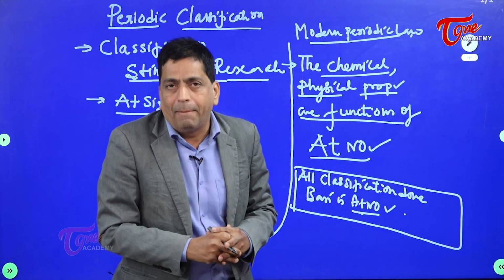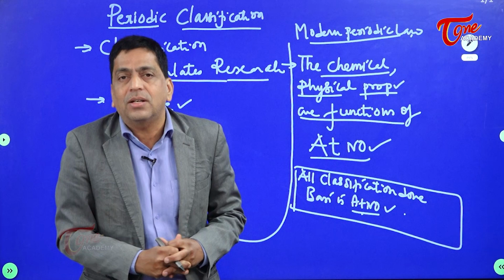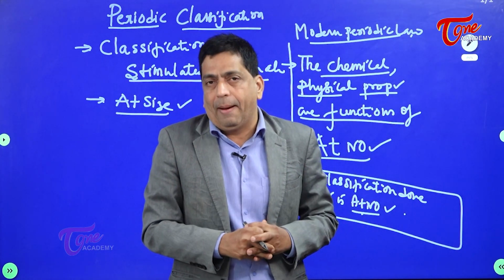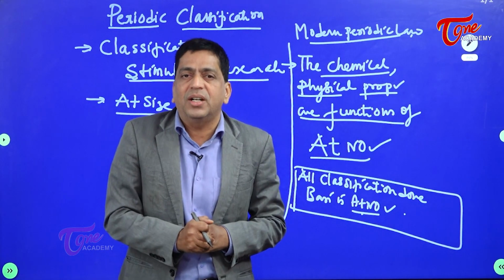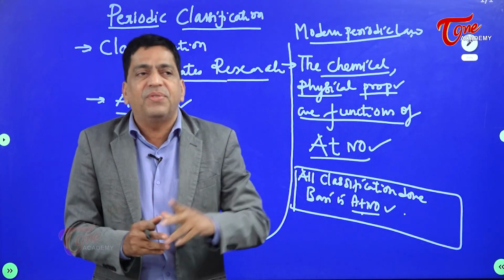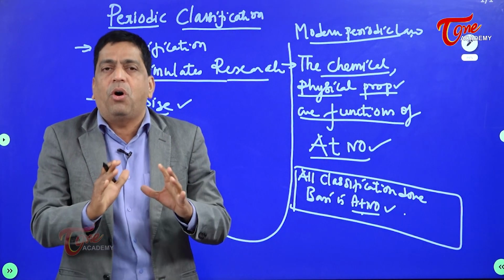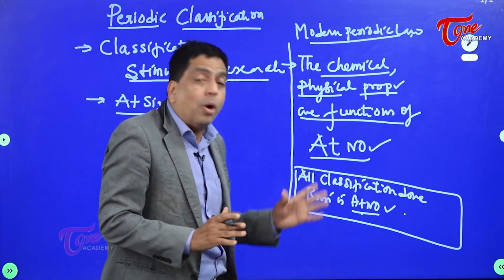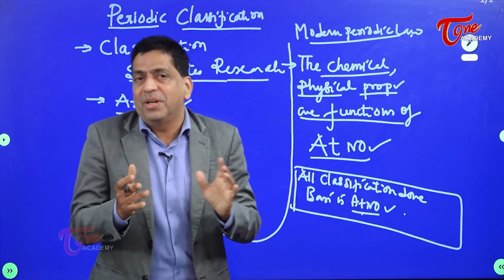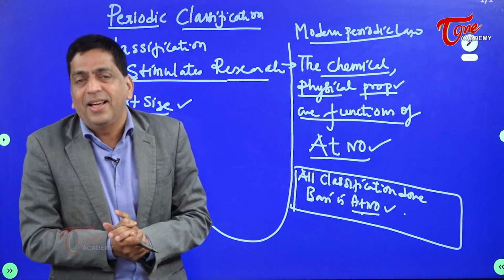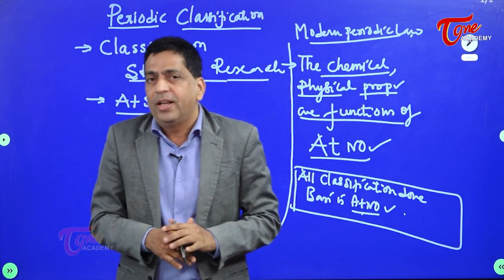Now what is atomic number? It's the number of protons that are available inside the atom. That's what is called atomic number. So when I say physical and chemical properties, you must understand each and every element will have physical and chemical properties, and they are all dependent upon atomic number. Now let us come to the point.